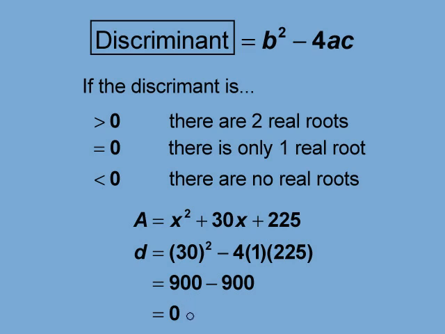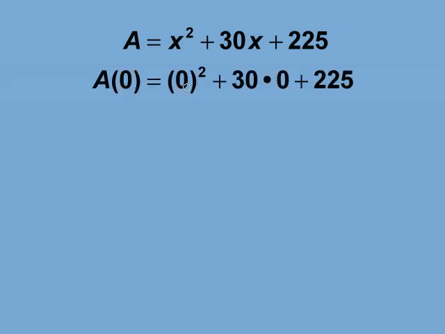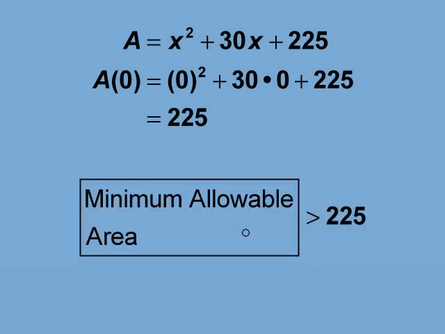The result is a discriminant of 0, which means that this quadratic function can be written as the square of a linear binomial. The minimum allowable area is when x is equal to 0, which results in an area of 225. This means that the minimum allowable area is 225, and the allowed x values are greater than 0. Let's look at a final example.